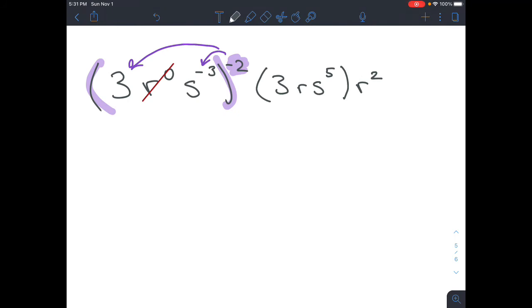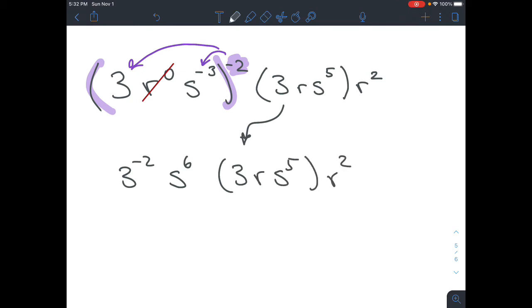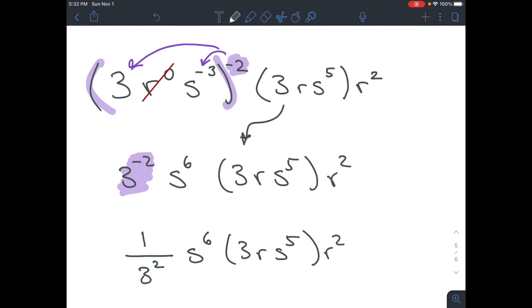So when I write this out, I'm going to have 3 to the negative 2, s to the negative 3 times negative 2. So negative 3 times negative 2 is positive 6, times the next part over here, 3r s to the 5th r squared. Next part, I'm going to take care of this negative exponent right here that only applies to the 3. He's going to become a denominator. So I'm going to have 1 over 3 squared. And then we have times s to the 6th and 3r s to the 5th r squared.